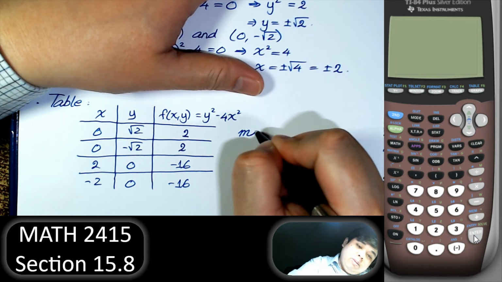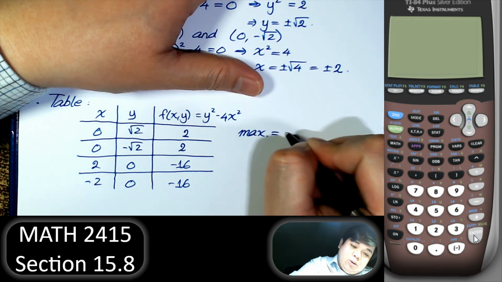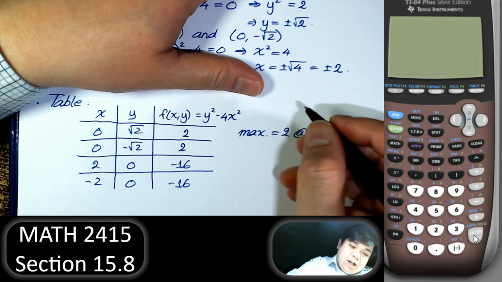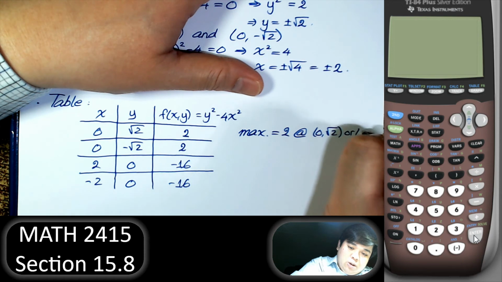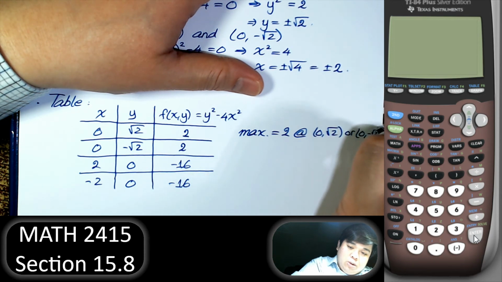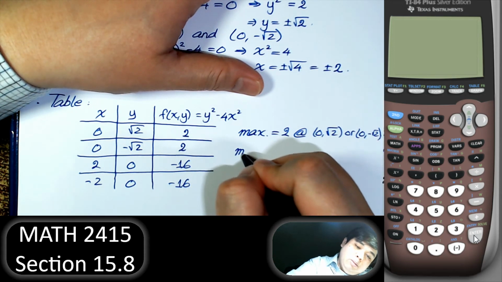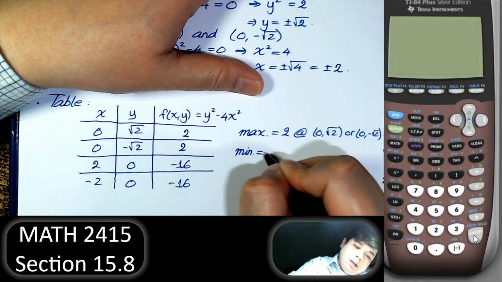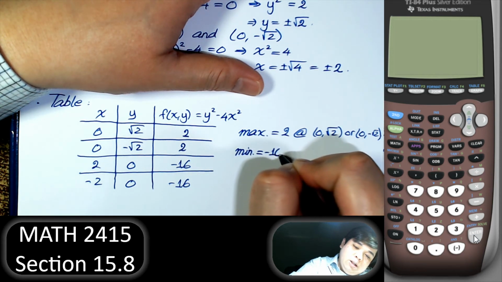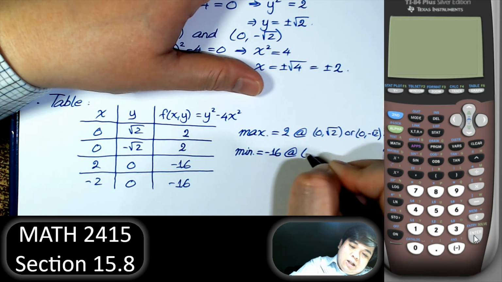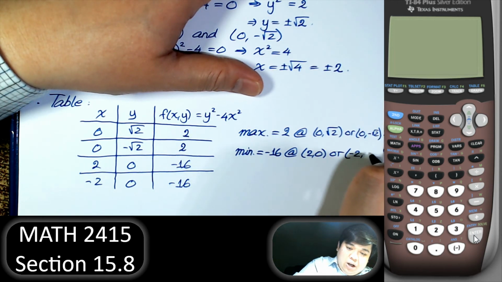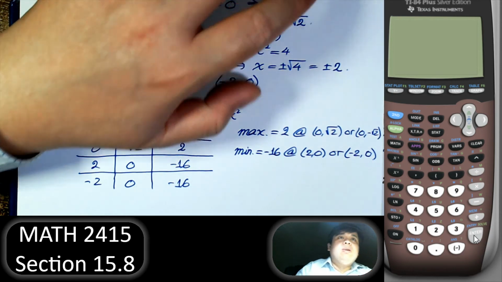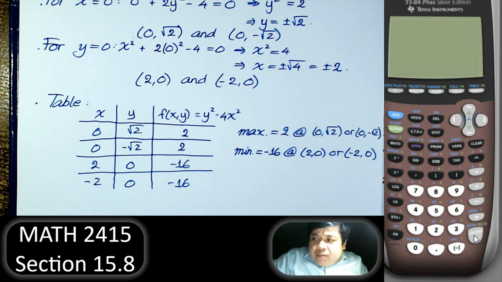So maximum equal to 2 at the point (0, square root of 2) or (0, negative square root of 2). Minimum equal to negative 16 at x equal to 2, y equal to 0, or x equal to negative 2, y equal to 0. Right, so that's simple enough.